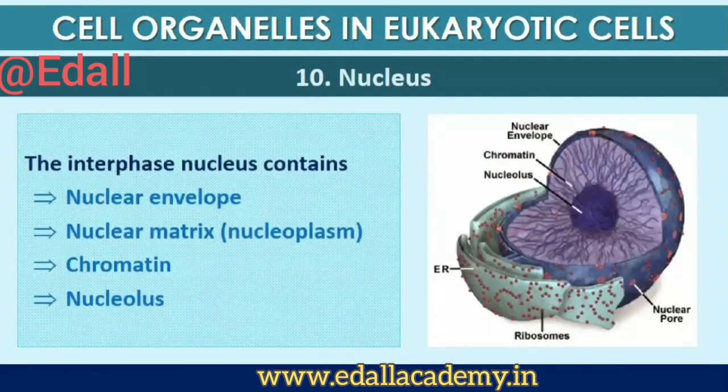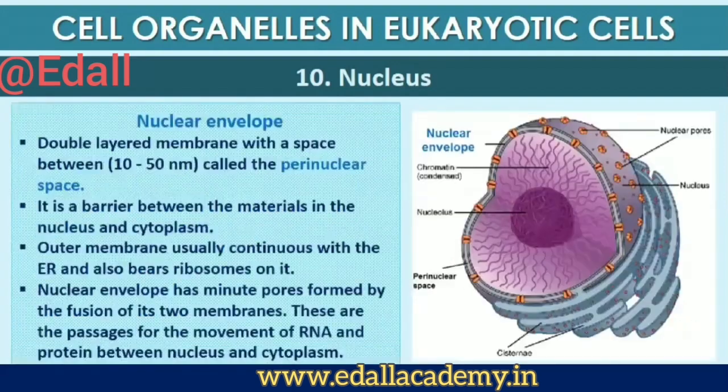Electron microscopy has revealed that the nuclear envelope, which consists of two parallel membranes with a space between 10 to 50 nanometers, called the perinuclear space, forms a barrier between the materials present inside the nucleus and that of the cytoplasm. The outer membrane usually remains continuous with the endoplasmic reticulum and also bears ribosomes on it.